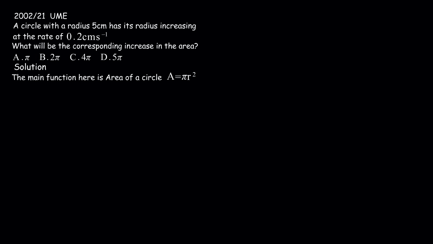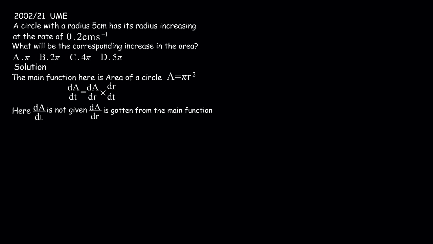Now, to get dA/dt, we are told that dA/dt is equal to dA/dr times dr/dt. That's from our previous knowledge and the previous question we've solved. Hence, we are looking for dA/dt, and to do so, we need to find the value of dA/dr and dr/dt. Now, in our question, we are given dr/dt to be equal to 0.2 cm per second.